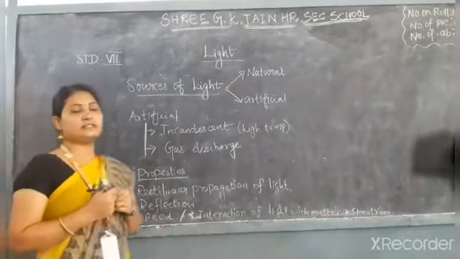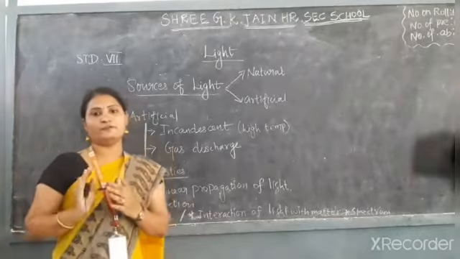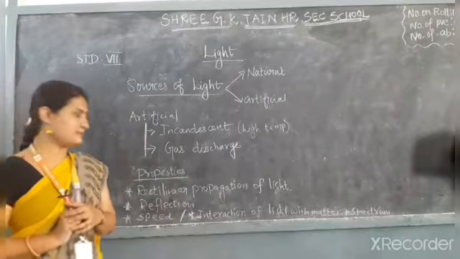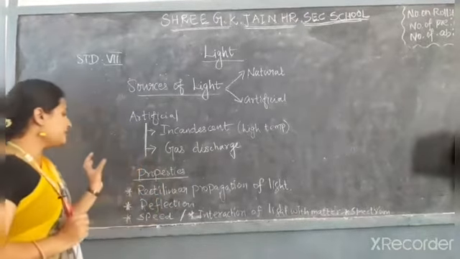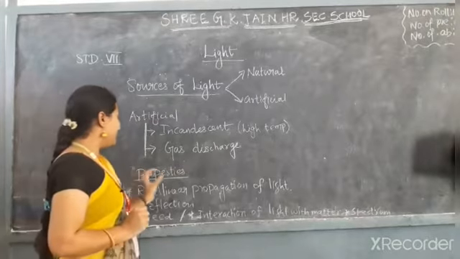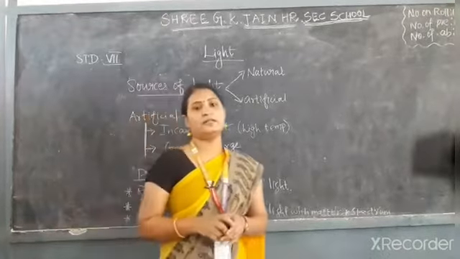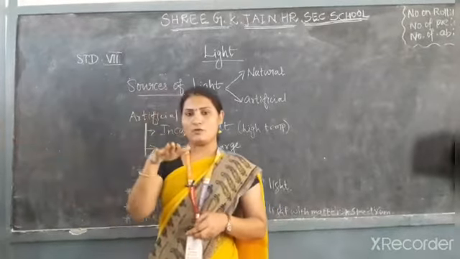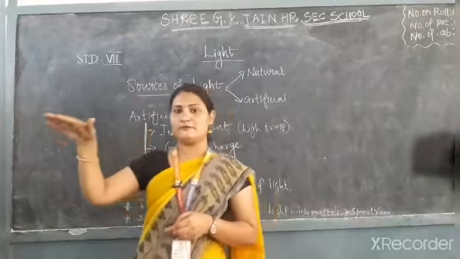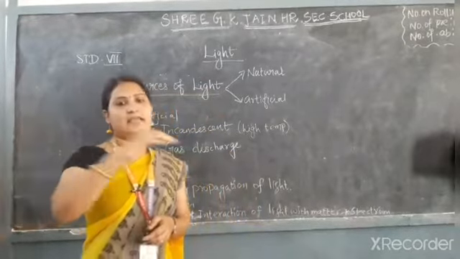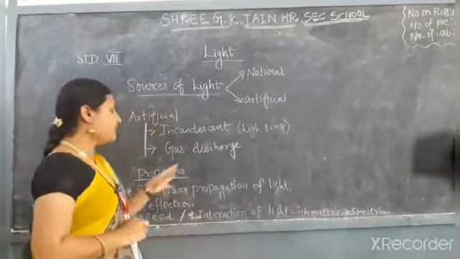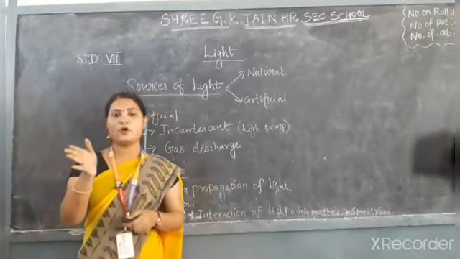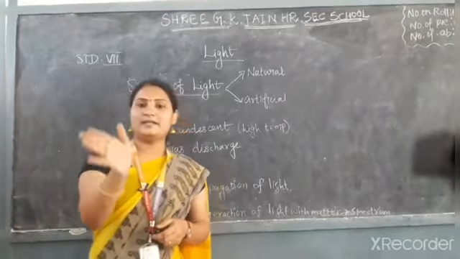Now we are going to see the properties of the light sources. So what are the fundamental properties of the light sources? The light always has rectilinear propagation. It always propagates in a rectilinear form, so it travels in a straight line, and it will reflect. As I told you already, the light always gets reflected by the object.